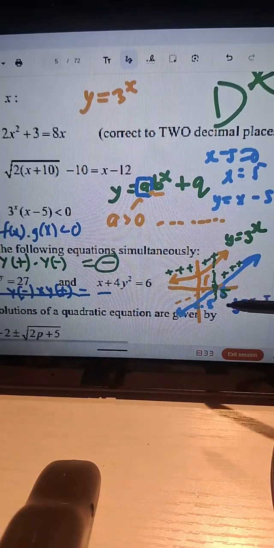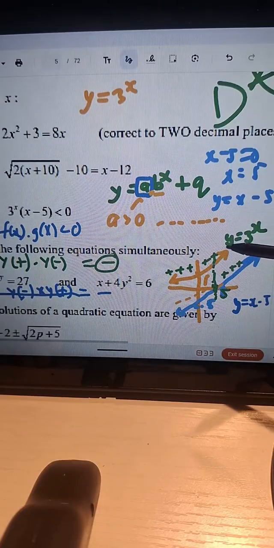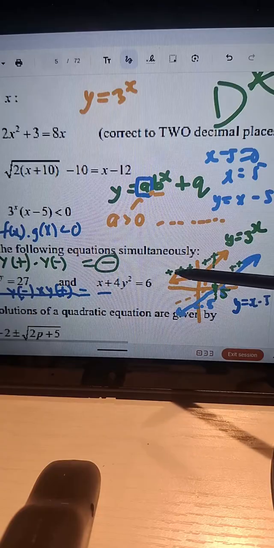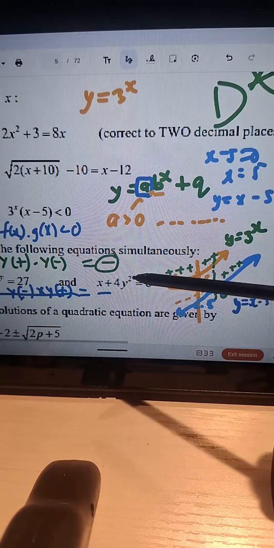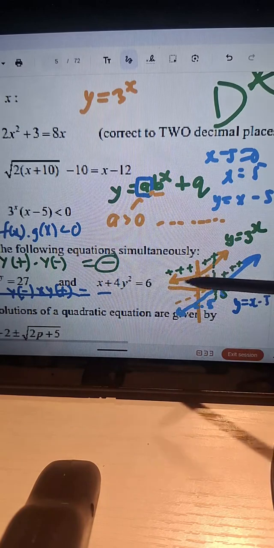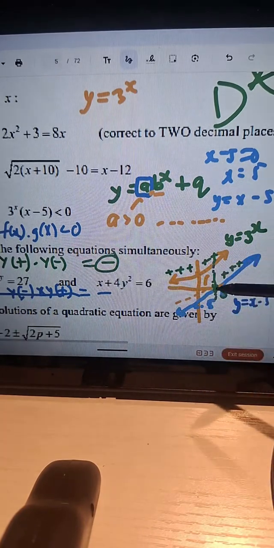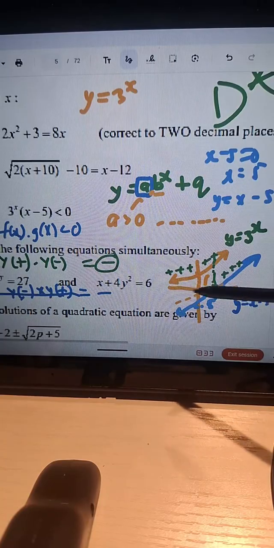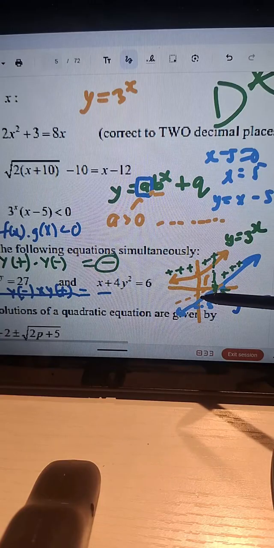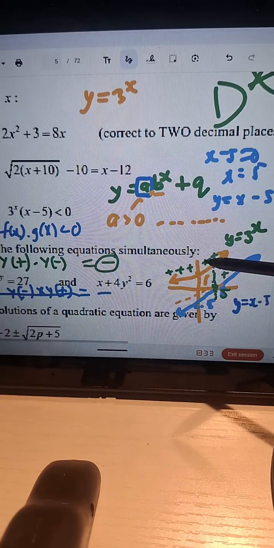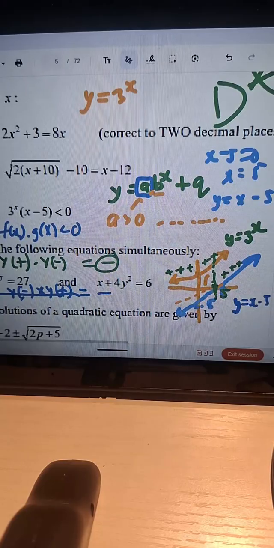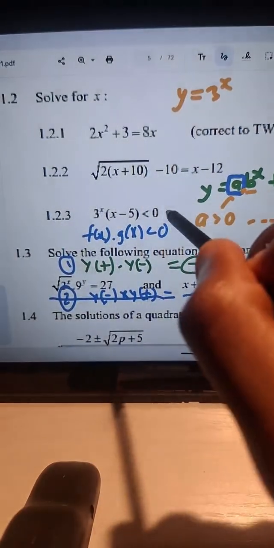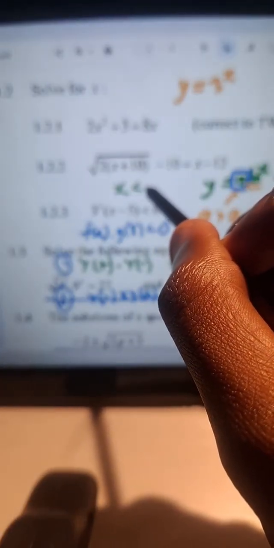Where x is less than 5, the y of 3 to the power x is positive, from negative infinity to 5. Then the straight line, when x is less than 5, the y values are negative. So what's a negative times a positive? Negative times positive gives me a negative outcome. So my answer here is when x is less than 5.